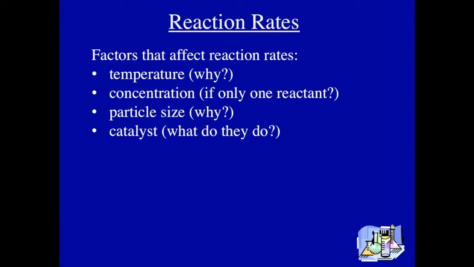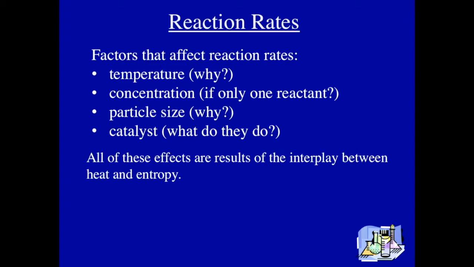What catalysts do, and I'll have to refer back to my graphs with the activation energy required for a reaction to occur, is lower the activation energy and therefore make it easier for the reaction to proceed. So temperature will speed up a reaction rate, and increasing concentration will speed up a reaction rate. Decreasing particle size will increase your reaction rate, and introducing a catalyst will also increase our reaction rate.